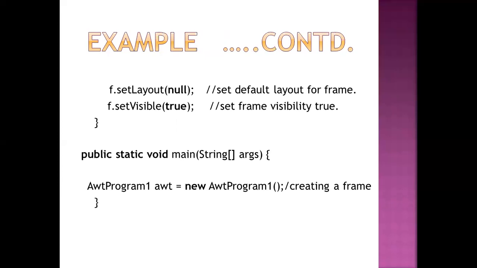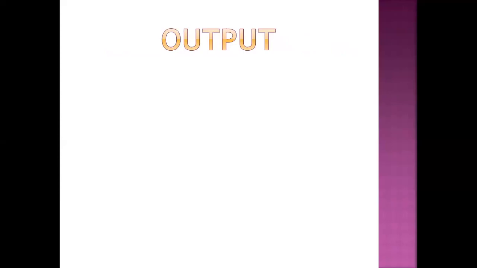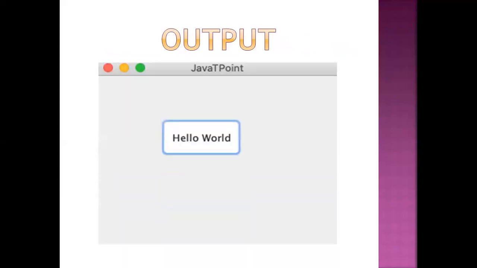Once I run this program, this is the output that I will get. I will be getting a frame. The whole thing is the frame. The frame title I had given as Java T Point, so that comes there. The button appears; the button is the component which I placed inside the frame. I gave the boundary limits for the button, and I gave the name of the button as Hello World. So all that is being displayed here.